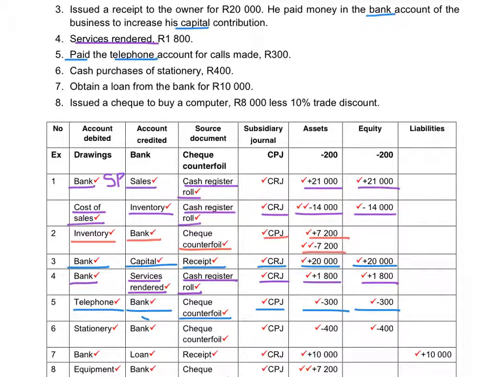Cash purchases of stationery. Money was taken out of the bank and stationery was purchased. Stationery is expense. Expenses increase on the debit side. That will decrease profits, therefore equity will decrease. Money was taken out of the bank, so assets is decreased on the credit side with 400 Rand. The entry is recorded in the cash payments journal using the check counterfoil.